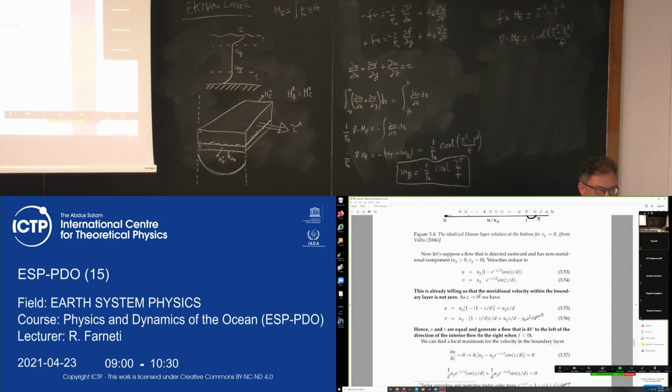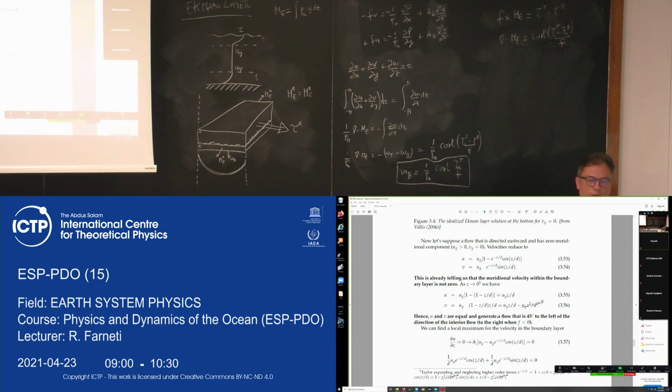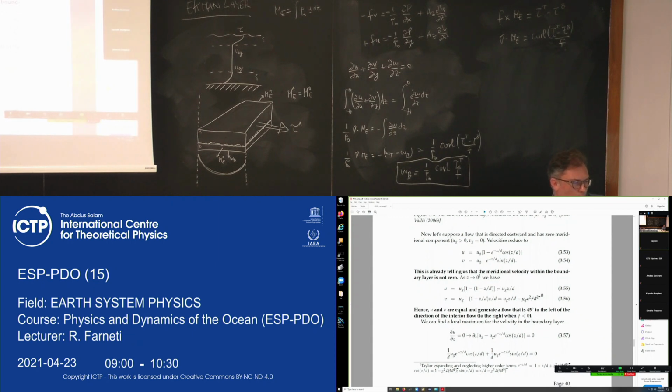So as z approaches 0, at the bottom, we are in the bottom boundary layer. As you approach the bottom and you substitute, you get that U and V are equal. That means that U and V are equal and generate a flow that is 45 degrees to the left of the direction of the flow. Remember we are at the bottom boundary layer, so 45 degrees to the left. At the top it is 45 degrees to the right.